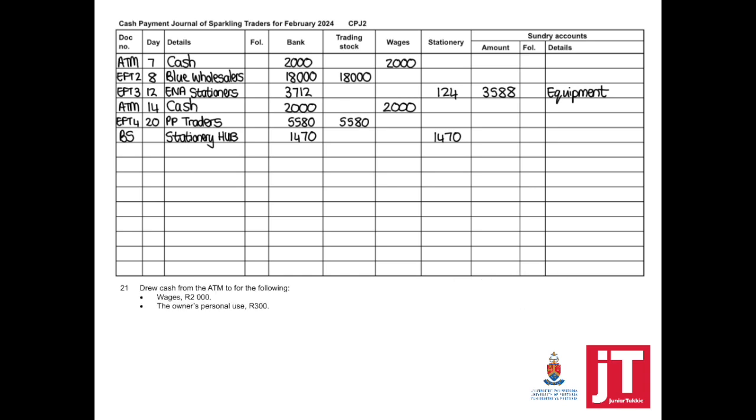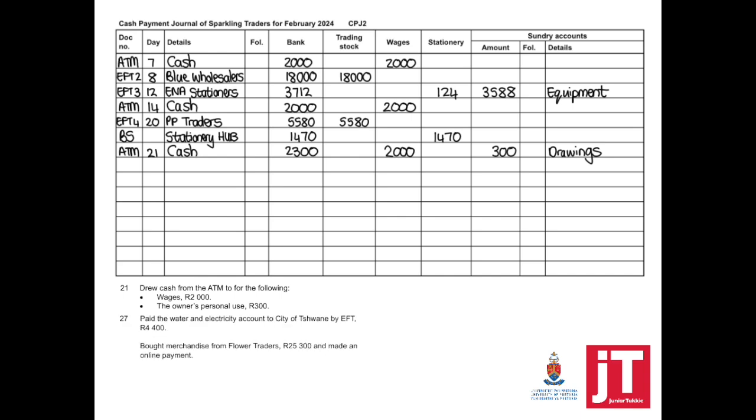The next transaction on day 21, drew cash from the ATM for the following: wages 2,000 and the owner's personal use 300. So we start with the source document. On day 21, cash. For what reason did we draw money? For wages 2,000, and anything that the owner takes for personal use will be shown as drawings. So in total, 2,300 was taken from the bank account to pay for the wages and for personal use.